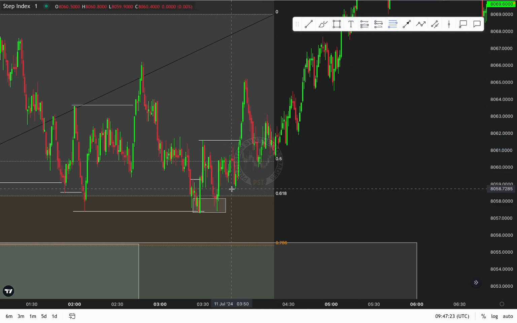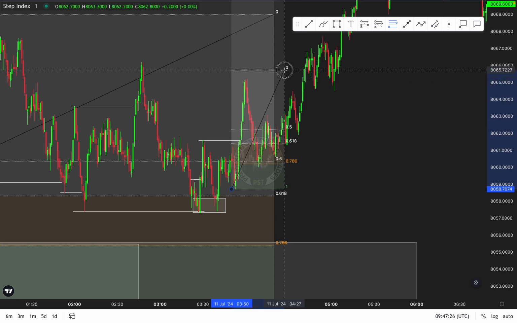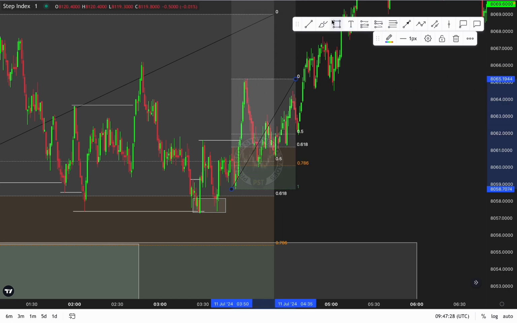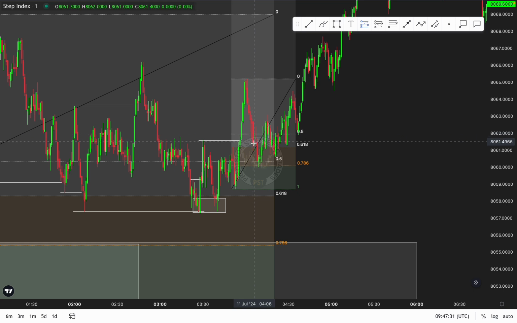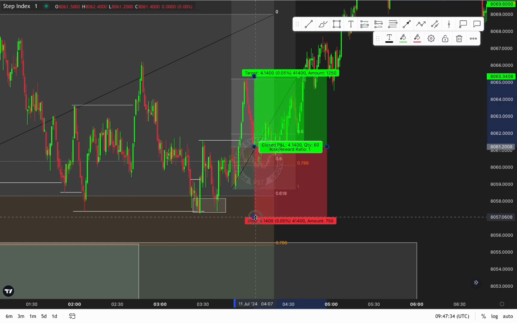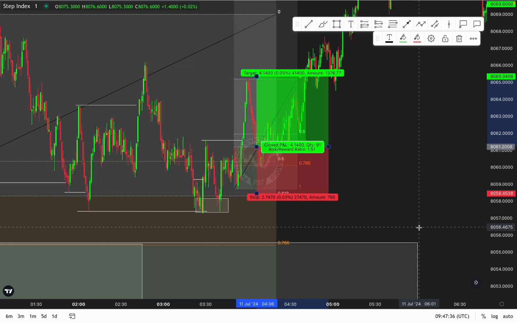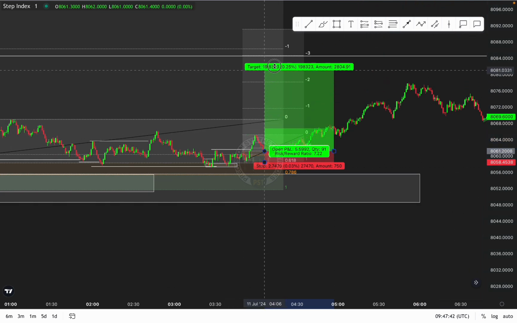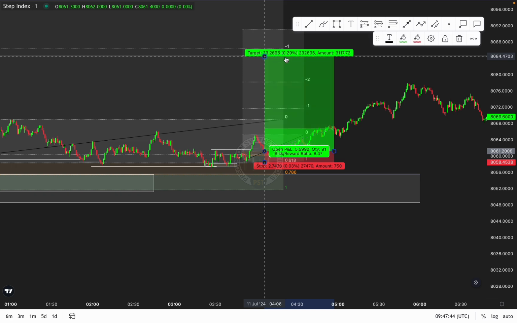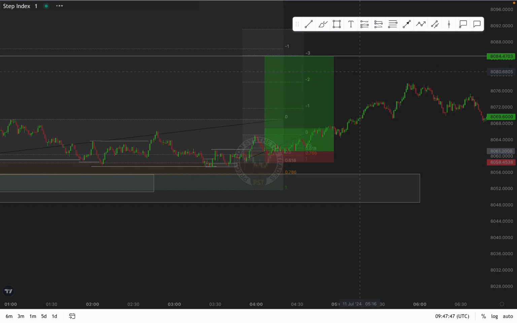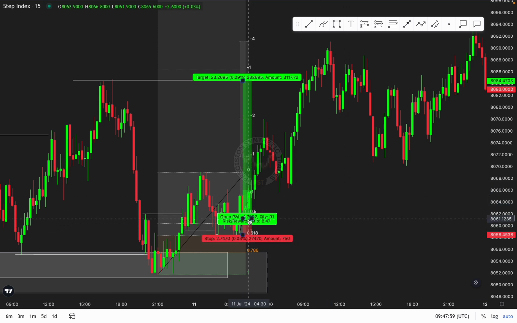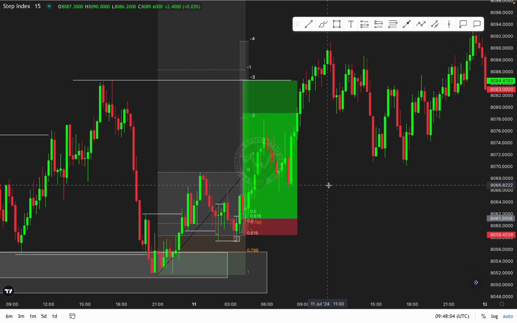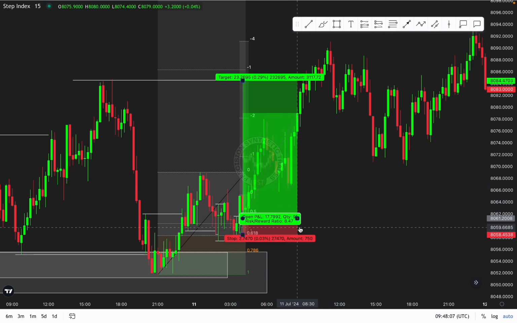Let's draw our fib from this low to that high. And you can enter from the 50% or the 61%. Now you can put your stops below that low and you can target our same level. That's going to be our higher time frame liquidity. We entered on the lower time frame and we targeted our liquidity. If you entered on the 1 minute that I just showed, your risk to reward would be a lot better, an 8.4 risk to reward trade.